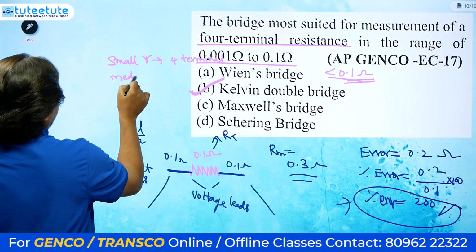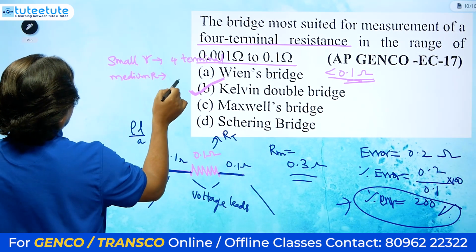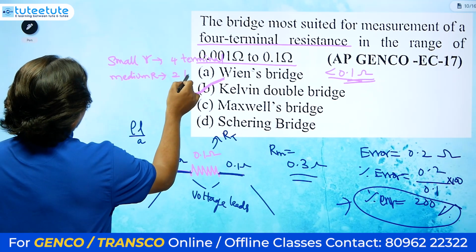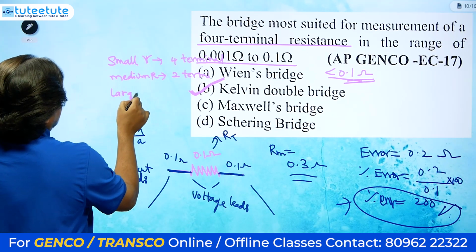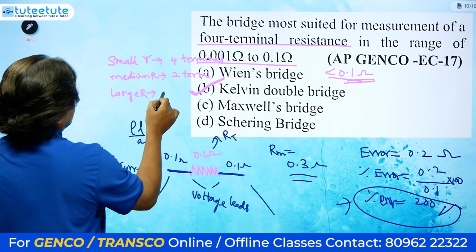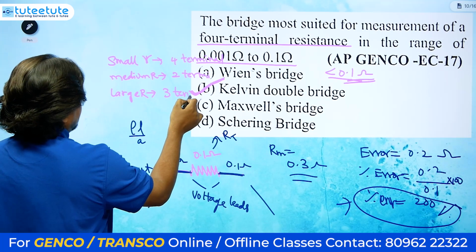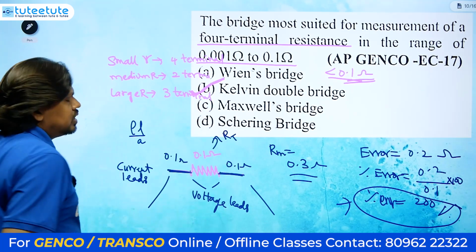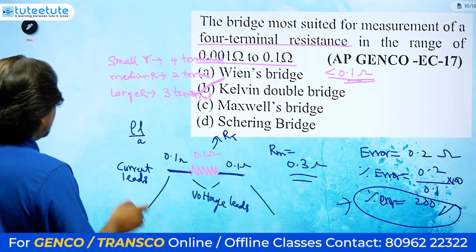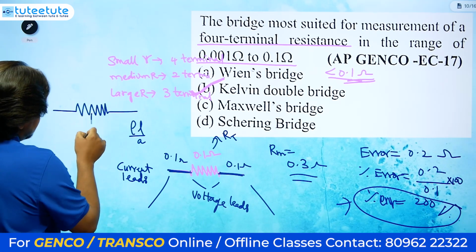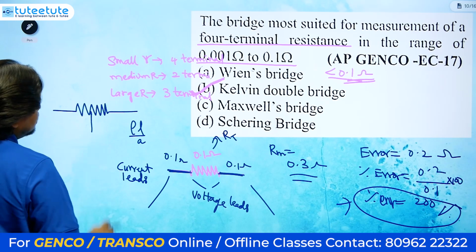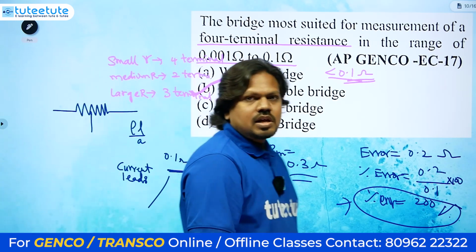Medium resistance we use as a 2 terminal resistance, and large resistance we need to consider as a 3 terminal resistance. This we need to remember. What does 3 terminal resistance mean? This is the high or very high resistance, so we will have another terminal also. Why do we need to consider it like this?